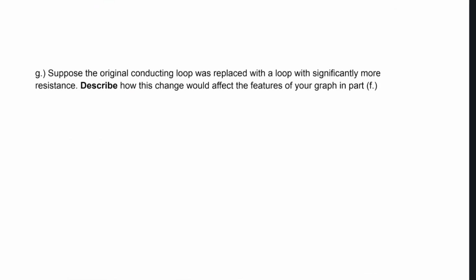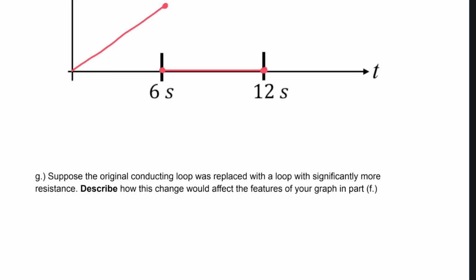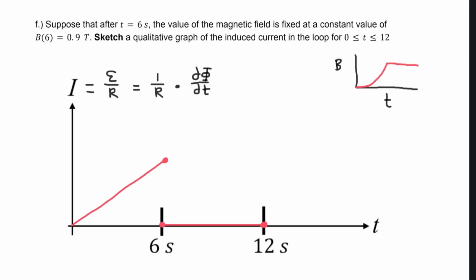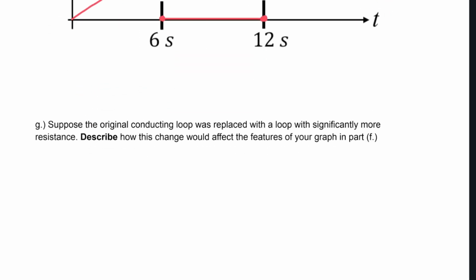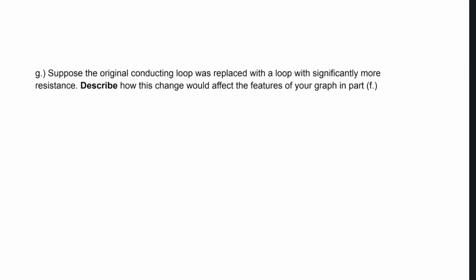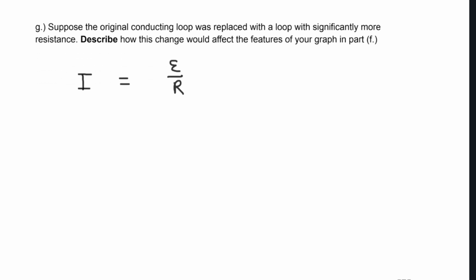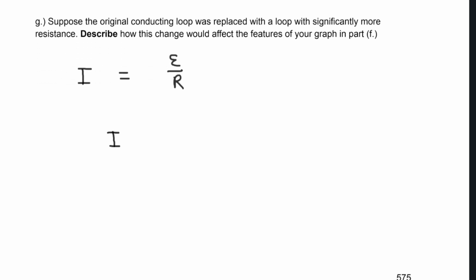Now suppose the original conducting loop was replaced with a loop with significantly more resistance. Describe how this change would affect the features of your graph. Well, what is resistance exactly doing here? The resistance definitely doesn't affect the EMF induced, but it certainly affects the current. So we know that current is equal to the EMF divided by the resistance, right? That's just Ohm's law. So if the resistance increases, then the current has to decrease.